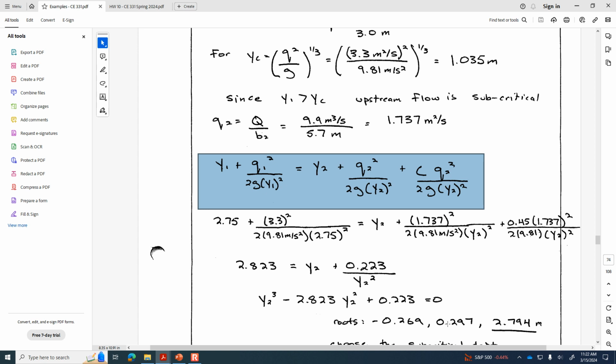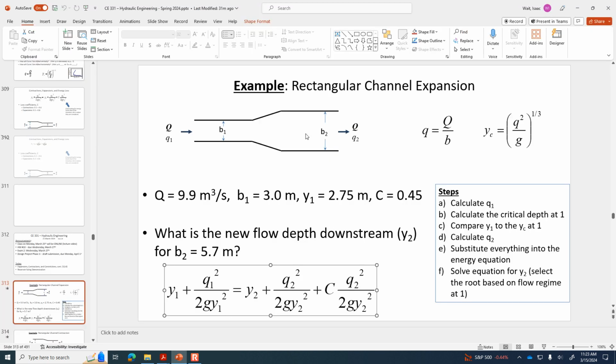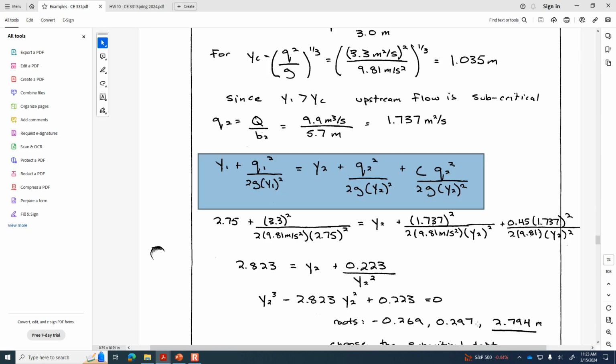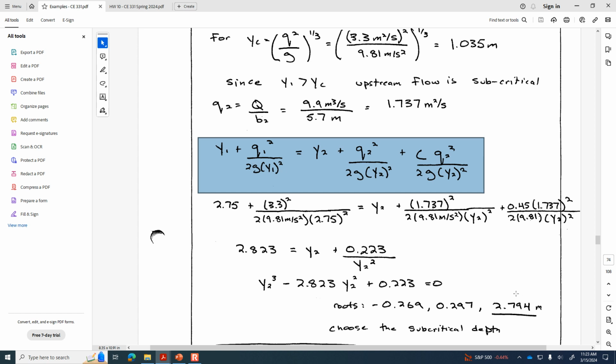This root is associated with supercritical flow, which if you had subcritical upstream, nothing about an expansion is going to suddenly make the flow become supercritical. It's on the same slope so far as we know. There is no other obstacle or non-uniformity besides the expansion. So if it was subcritical upstream, it's going to be subcritical downstream. And so that's why we choose this 2.794 meter depth.